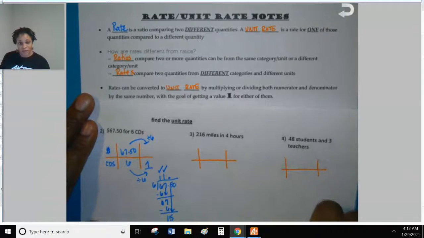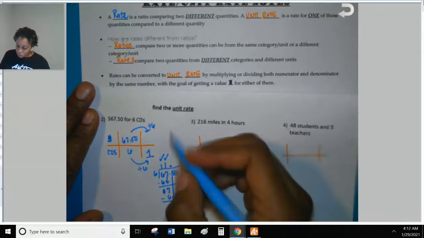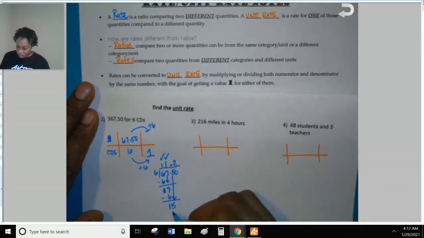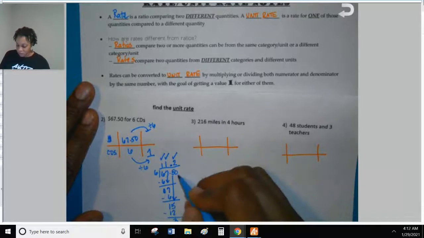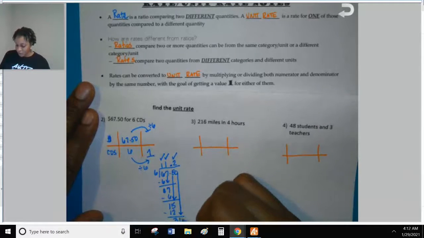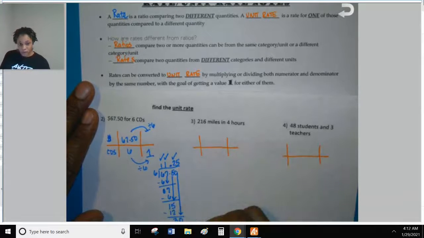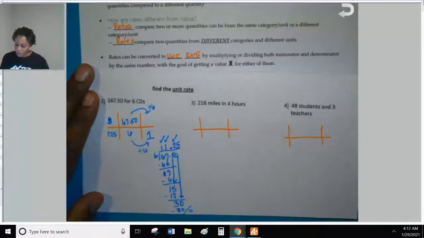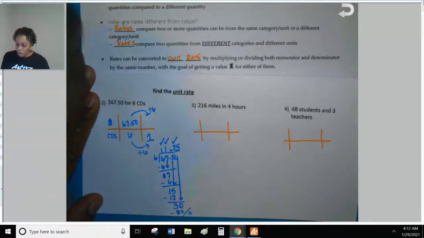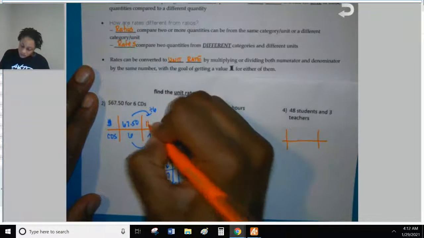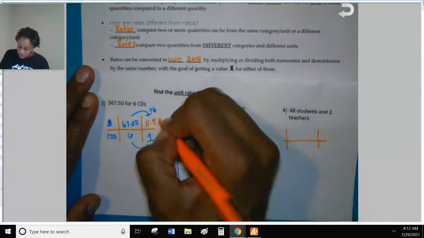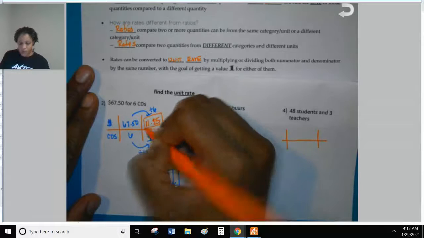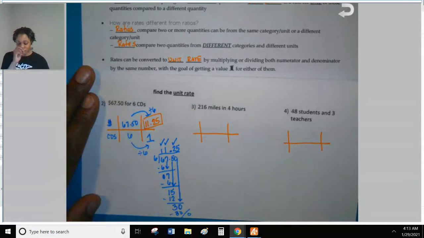The closest I can get to 15 would be 2. 2 times 6 would give me 12. I would subtract and get 3. Is 3 less than 6? Yes. Check it off. Bring down my 0. 5 times 6 would give me 30. Get 0. So how much am I paying per CD? $11.25 would be the unit rate. That's how much you're paying for each CD. Okay?